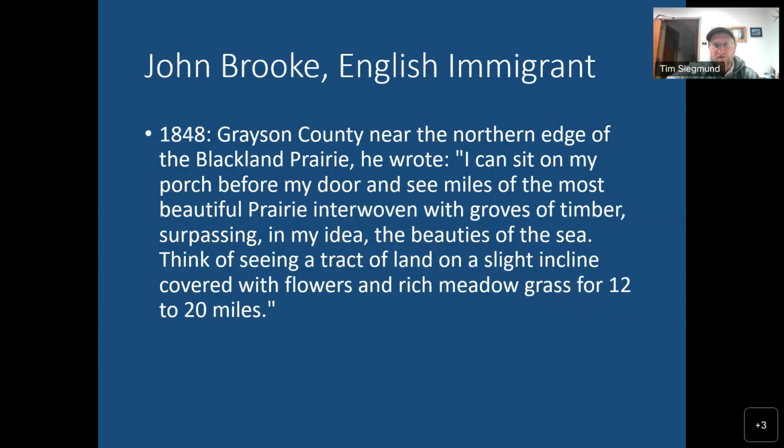And so when we look at the descriptions from some of the settlers, this was in 1848, so just about 12 years after Texas independence. This is up in Grayson County, north of Dallas, close to the Red River, and this is kind of the northern edge of the Blackland Prairie. He wrote, "I can sit on my porch before my door and see miles of the most beautiful prairie, interwoven with groves of timber, surpassing in my idea the beauties of the sea. Think of seeing a tract of land on a slight incline, covered with flowers and rich meadow grass for 12 to 20 miles." So just unbroken native habitat types here. At this point, bison were still as close as the Fort Worth, Dallas area, still reported into the late 1840s.